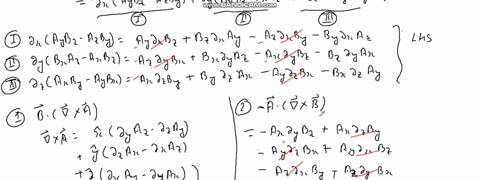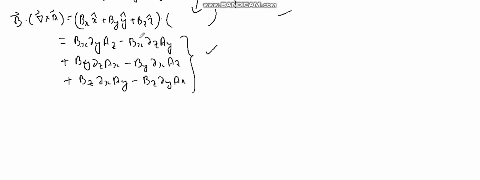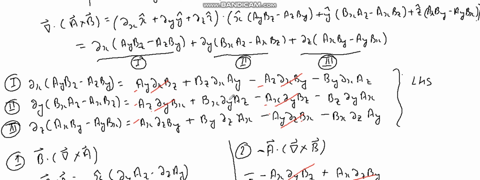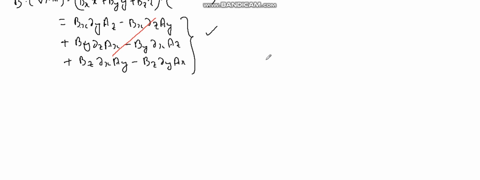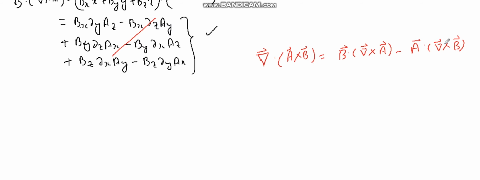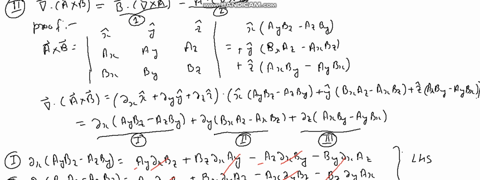this is this term. And similarly, if you compare these two, all of this is going to equal the remaining terms. So this is the proof, right? So finally we have proved that del dot a cross b is equal to b dot del cross a minus a dot del cross b. Okay, is it? Yes.